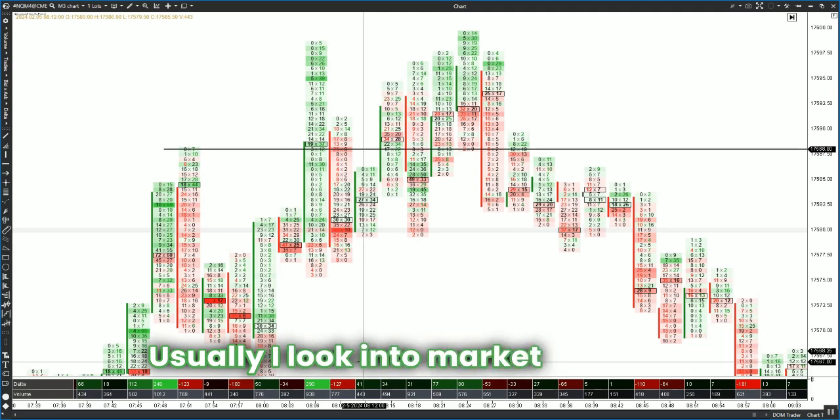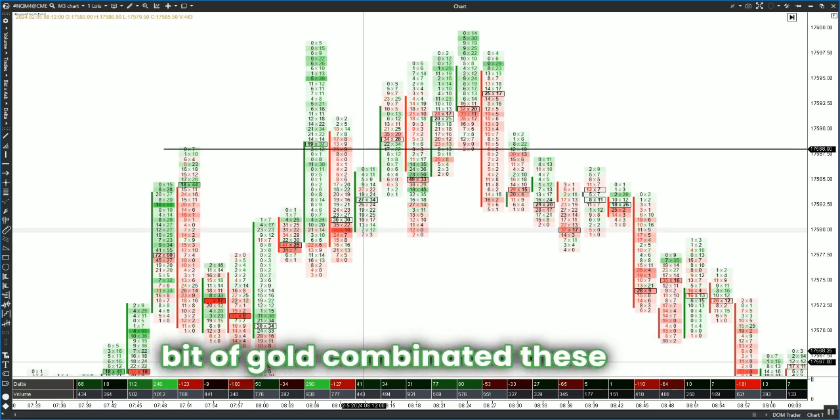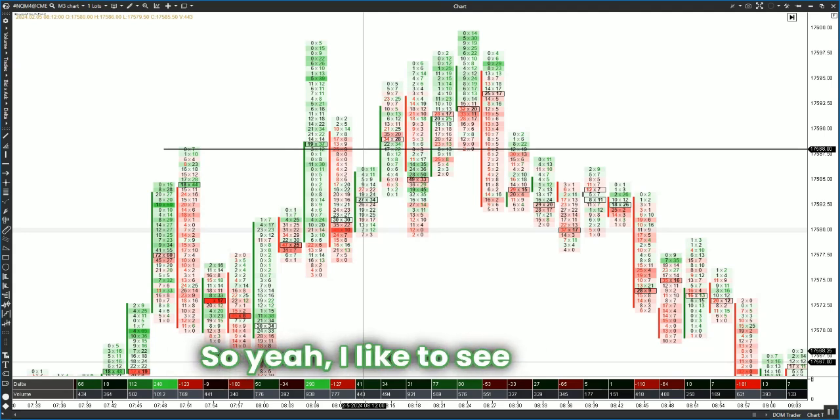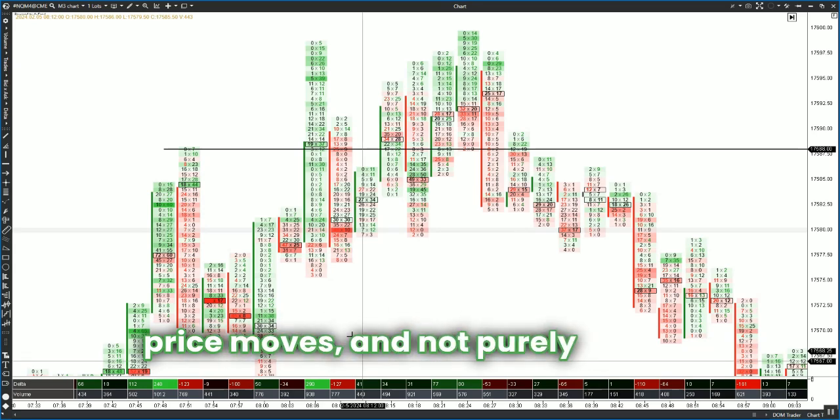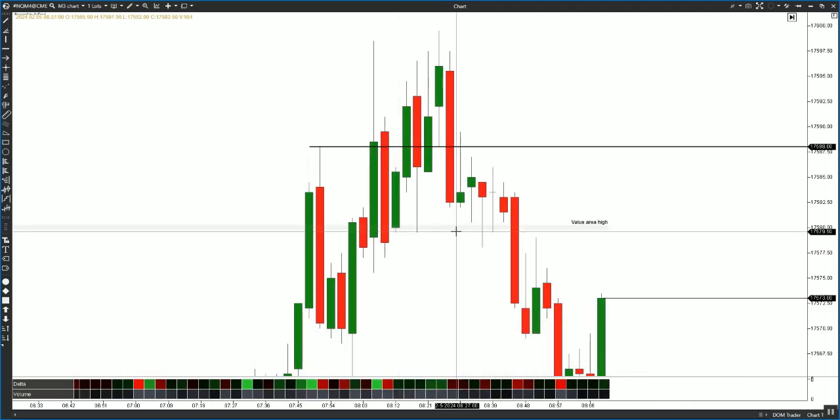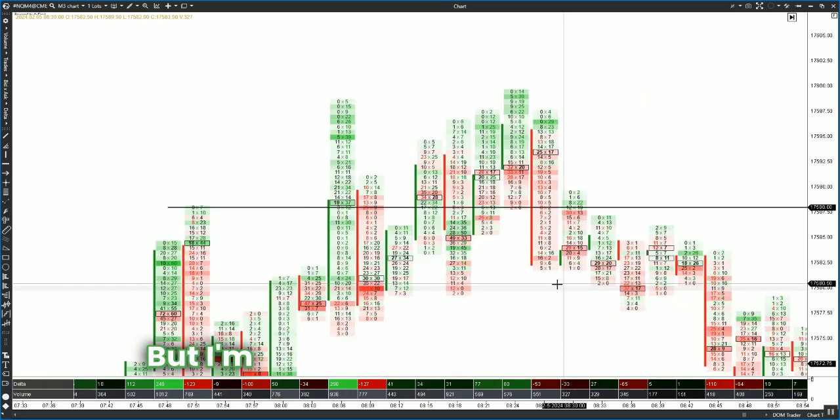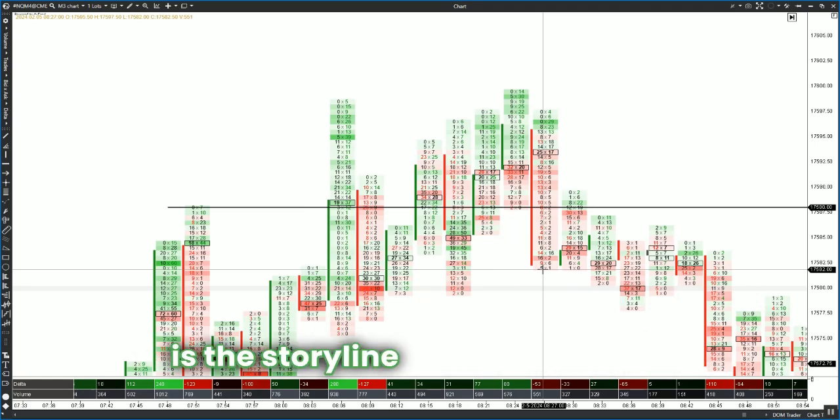Usually I'm looking at market sessions. I'm a Nasdaq trader and a bit of gold, combined these two. So yeah, I like to see how the price moves, and not purely only on candlesticks. It's nice, and of course it can give you a great story, but I'm more interested to see what the storyline of certain things is.